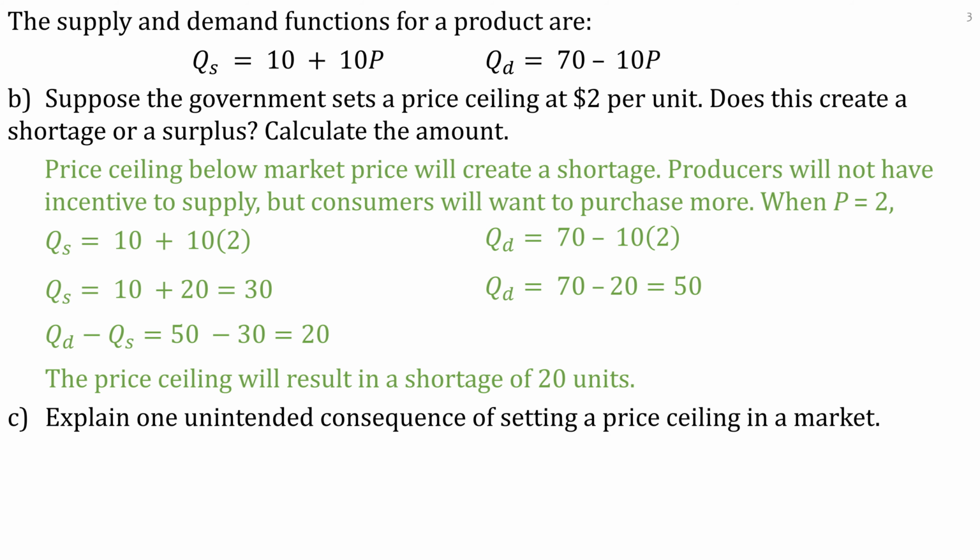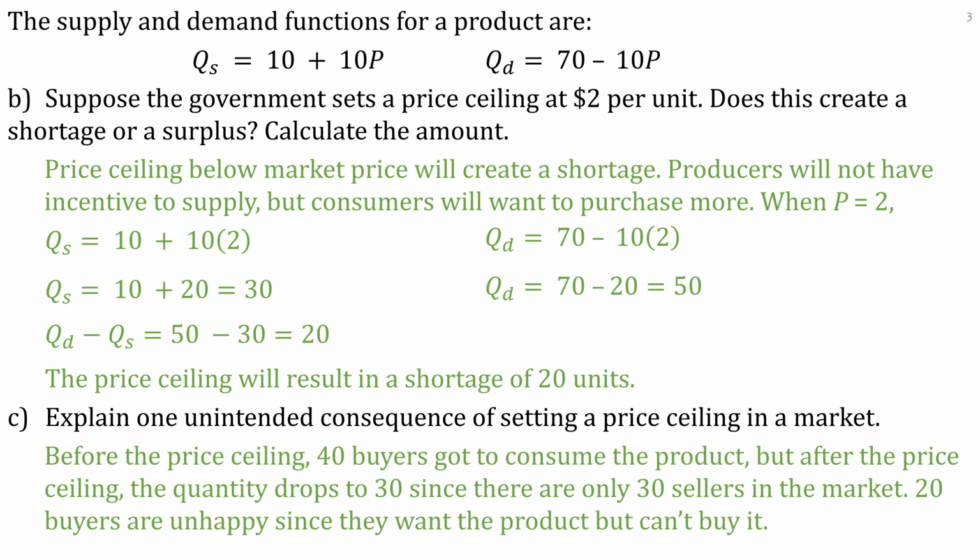Okay. If we're then asked to explain an unintended consequence of setting a price ceiling, well, this shortage is actually an unintended consequence. If we go back to the equilibrium quantity, we had that 40 buyers got to consume the product. That was the equilibrium quantity, in other words, the quantity bought and sold. After the price was brought down to $2, only 30 units will actually be bought and sold because there's only supply for 30 units in the market. There are going to be 20 unhappy buyers because they're looking for this product but can't actually find it for sale.